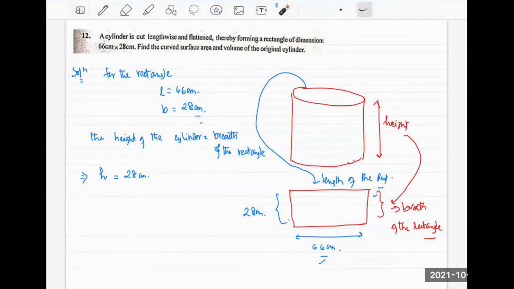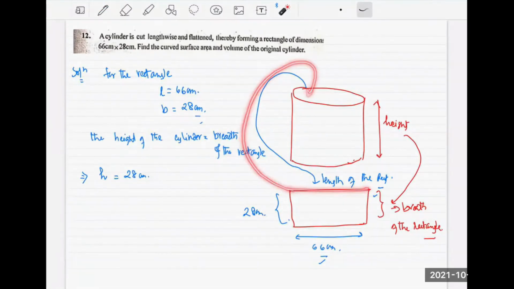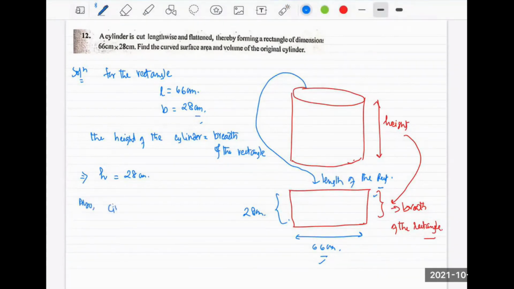What about this 66? The 66 is the length of the rectangle, right? But it will be converted into what? It came from the length of the rectangle. It was obtained from what? Circumference. So you say here also, circumference of the cylinder is equal to the length of the rectangle.